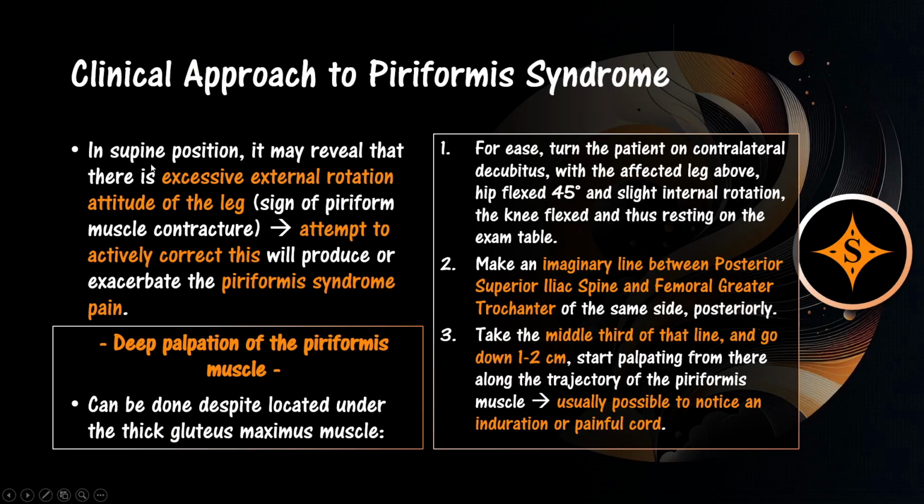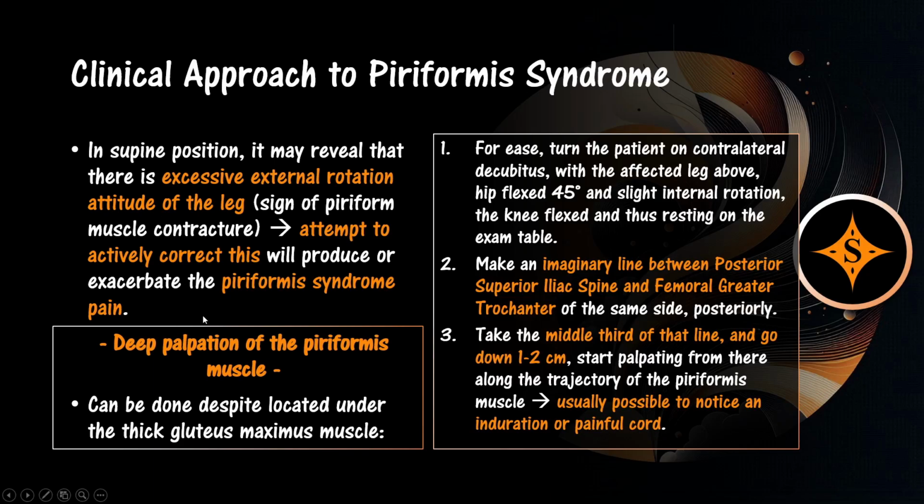And if you examine the patient in supine position, it may also reveal that there is an excessive external rotation of the leg, and this is a sign that the piriformis muscle is contracted for overly long of a time. This may result from persistent inflammation or spasm of the piriformis muscle for prolonged periods of time until it forms a contracture. If you attempt to correct this, that is by doing the opposite, which means internal rotation of the hip, this will produce the Piriformis syndrome pain.